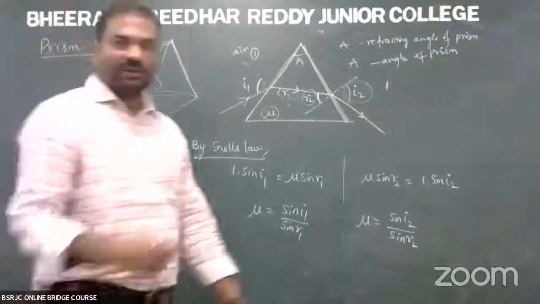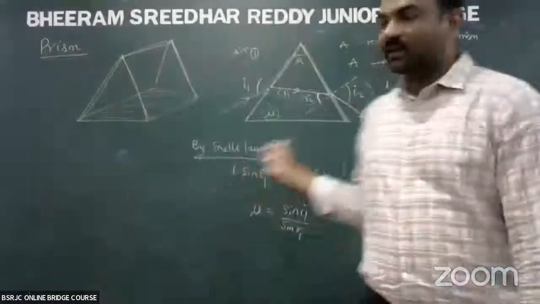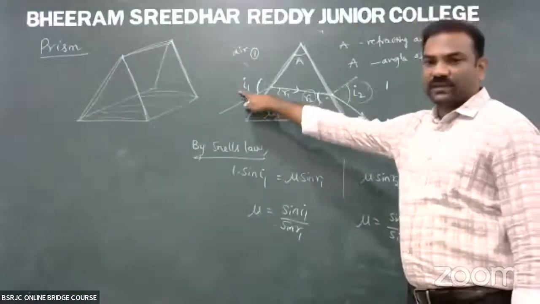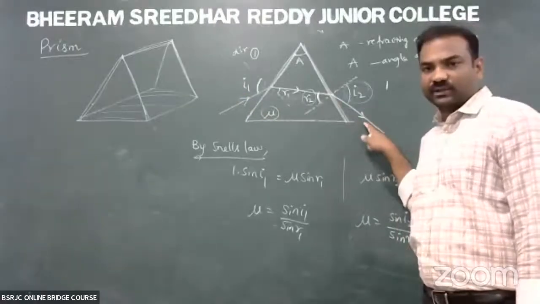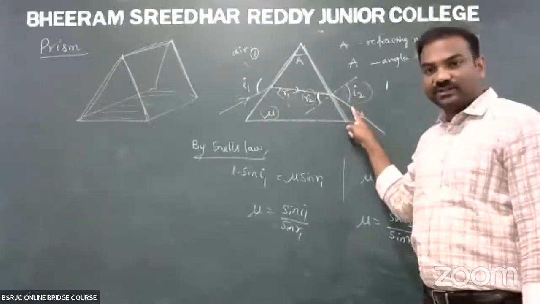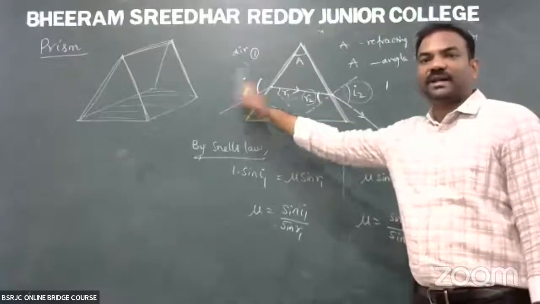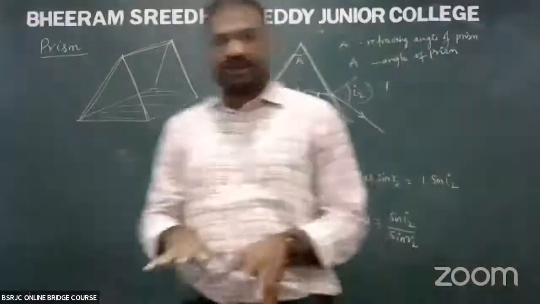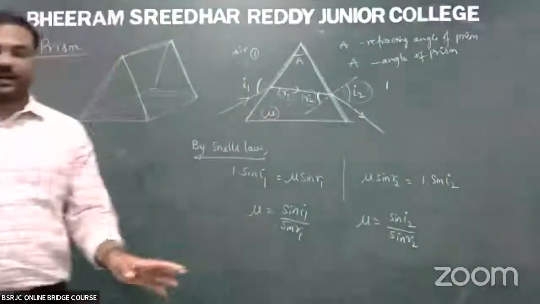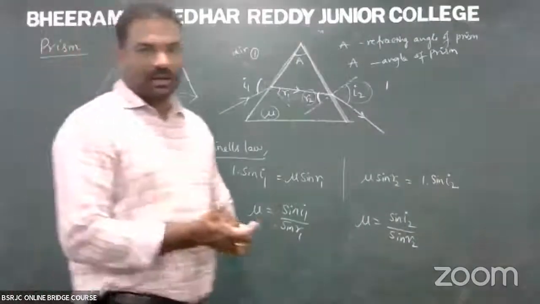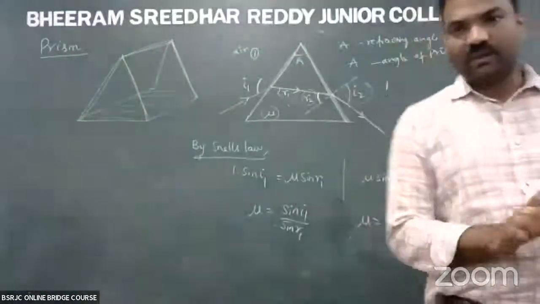Not only that, if you reverse the ray, it will travel back. If the angle of incidence is I1, at what angle is it coming out? I2. If the angle of incidence is I2, then at what angle will it come out? At the angle I1. That's called the principle of reversibility. I will explain that part again, don't worry. That we try to learn.